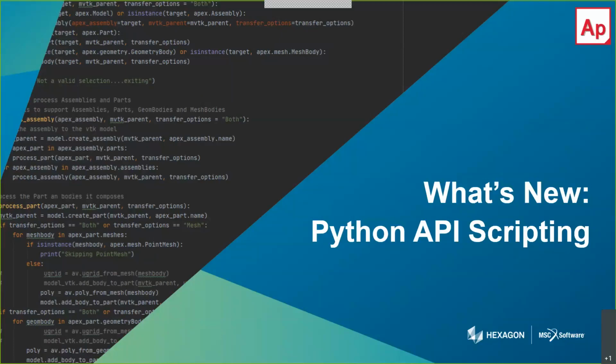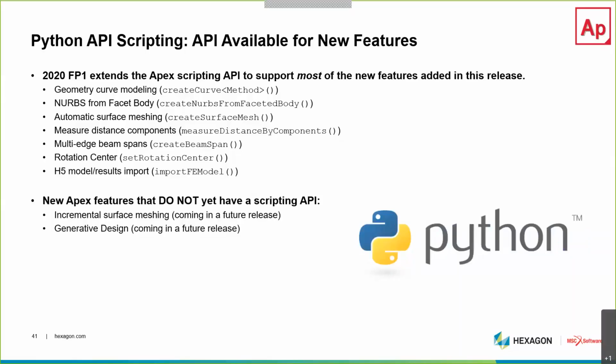Okay, so let's talk about Python APIs and the latest and greatest when it comes to scripting. The new features that are available manually are now available inside of Python, so automatically as well. Things like geometry curve modeling, NURBS geometry creation, and measuring distance components, rotation center, all of that stuff, you can now control using the Python API. Some things that are not in there yet, but we're still tweaking and making better, are generative design capabilities and incremental surface meshing. That will be coming very soon.